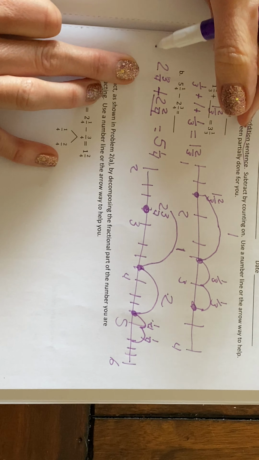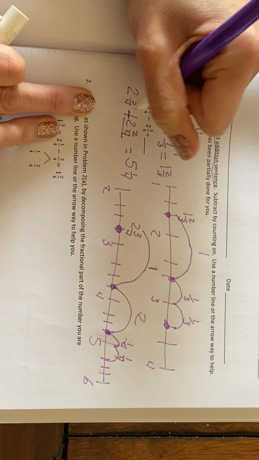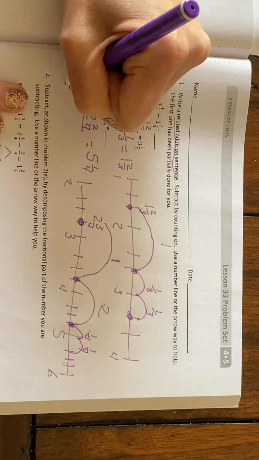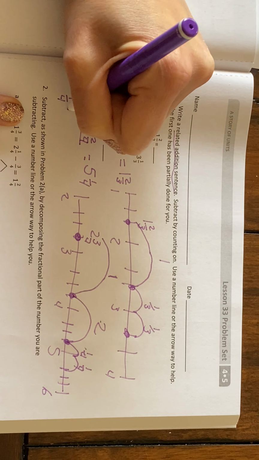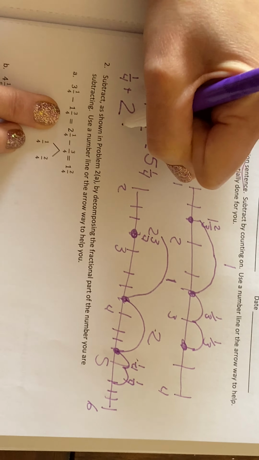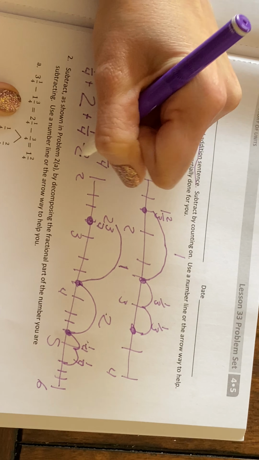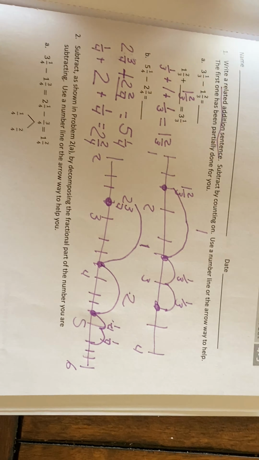Now I could do it another way. I could say, how many does it take to get to 3 whole? Well, looking at this starting number, that's 1/4. And then I'm at 3, 4, 5, so that's 2 whole. And then another 1/4. So that's 2 2/4.